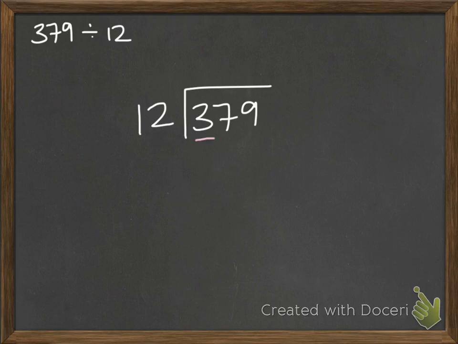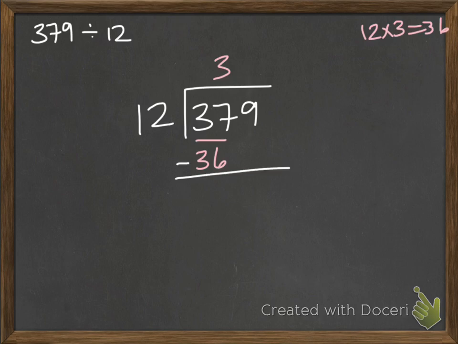12 obviously won't go into 3 because 12 is 2 digits, but it will go into 37 because 37 is bigger than 12. Okay, well, I know that 12 times 3 is 36. Okay, so that's going to be a 3. I'm going to put that up there. And then I'm going to multiply. So 3 times 12 is 36. And then just like we did before, I'm going to subtract that. So that gives me a 1.